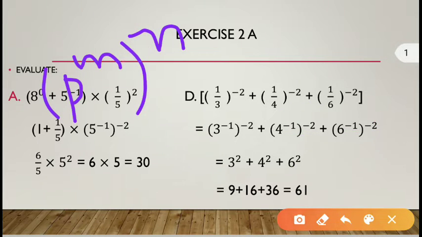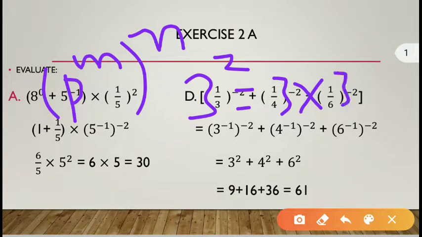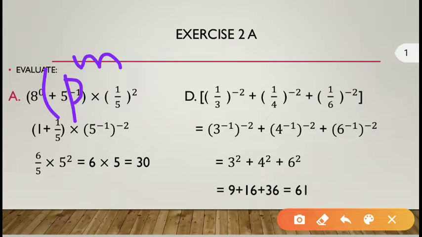Now you can easily square. 3 square means 3 into 3, and this will give you 9. 4 square means 4 into 4, which is 16. 6 square means 6 into 6, which is 36, and when you add, you will get 61, which is your answer.